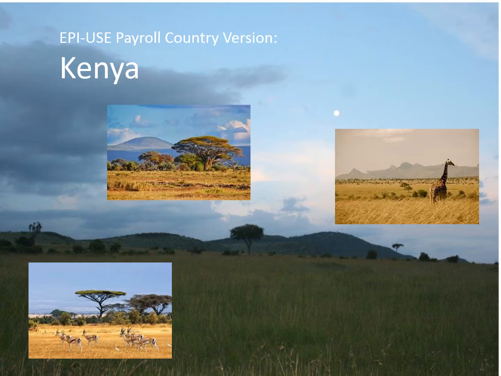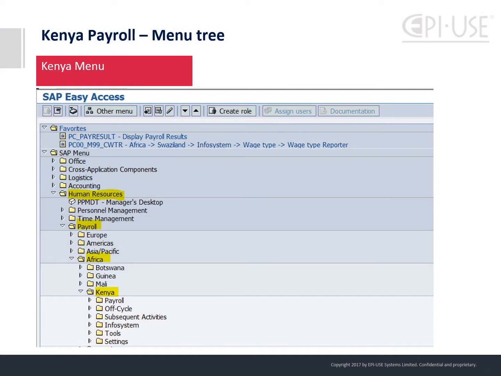Now that we had a look at all the different elements and characteristics of the country versions in general, let's have a look now specifically at Kenya and what the EPI-USE Payroll country version for Kenya has to offer. In the SAP Easy Access menu, you will find under Human Resources, Payroll, Africa, the Kenya Payroll menu, and this will be demonstrated in the next slide.